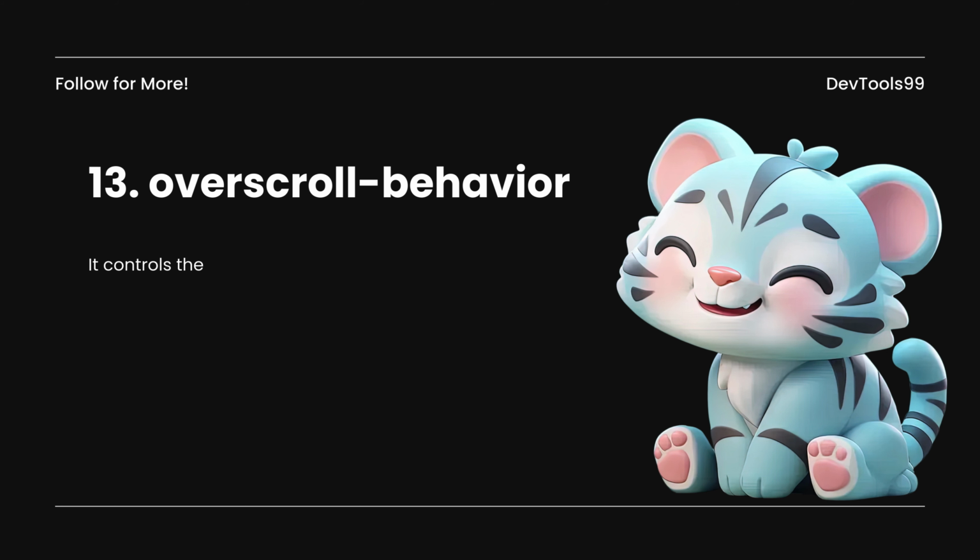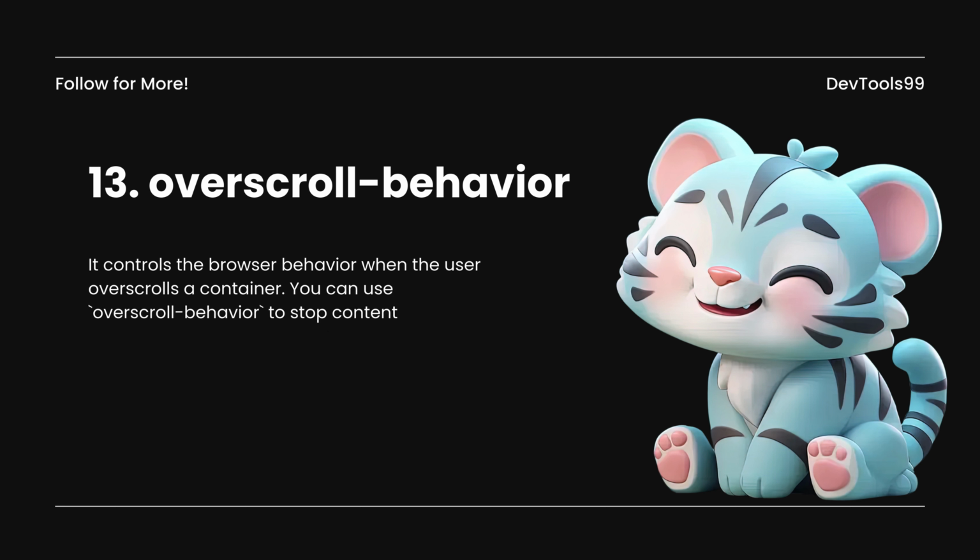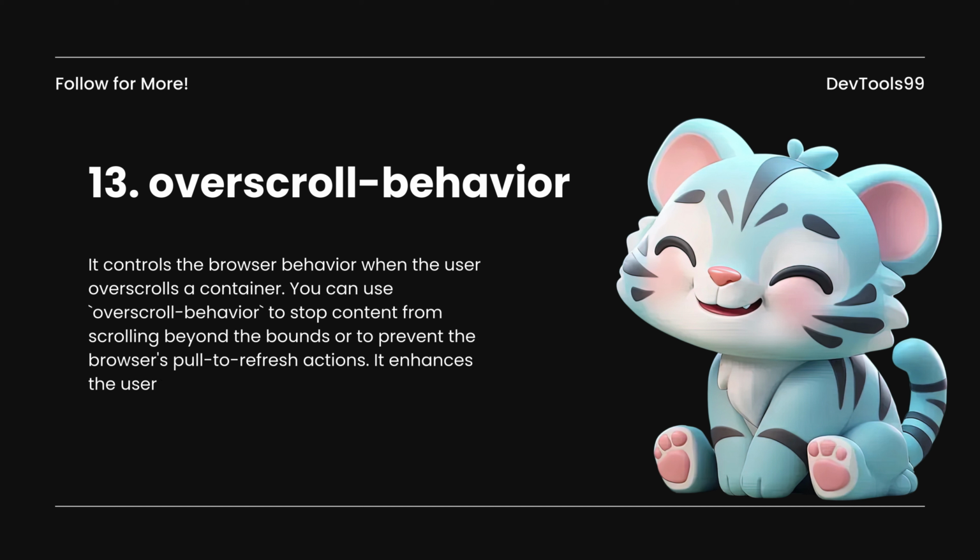13. Overscroll behavior. This property controls the browser behavior when the user overscrolls a container. You can use overscroll behavior to stop content from scrolling beyond the bounds or to prevent the browser's pull to refresh actions. It enhances the user experience in scrollable elements like drawers and modals.